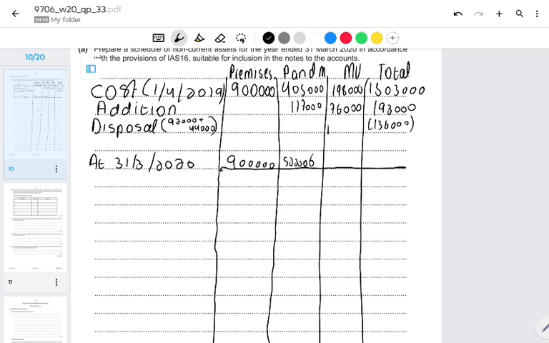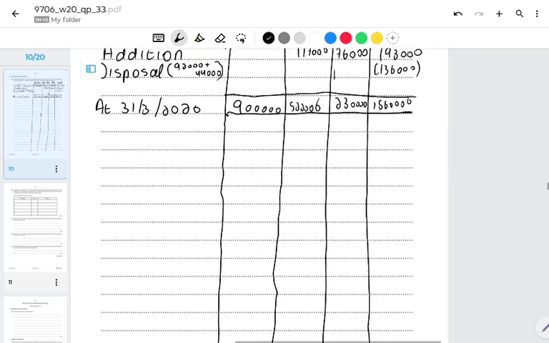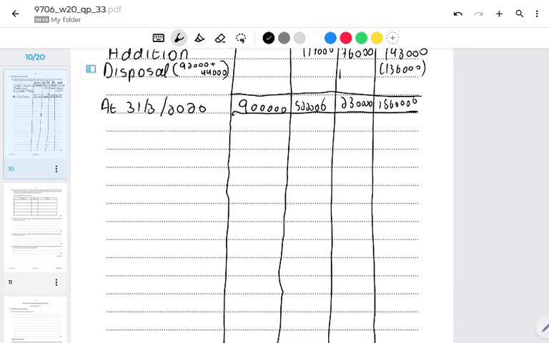For motor vehicle will be 230,000, and the final total will be 1,560,000. So we have finally calculated the cost of it. Now we will move towards the depreciation.